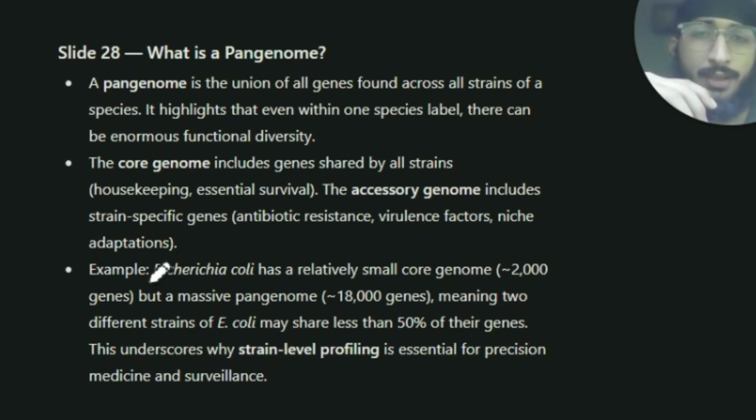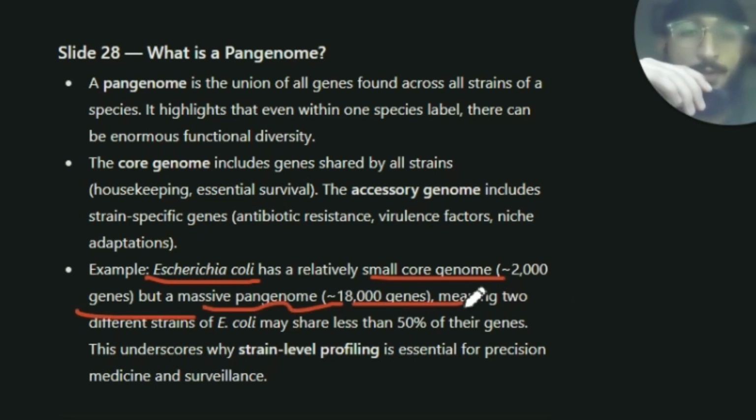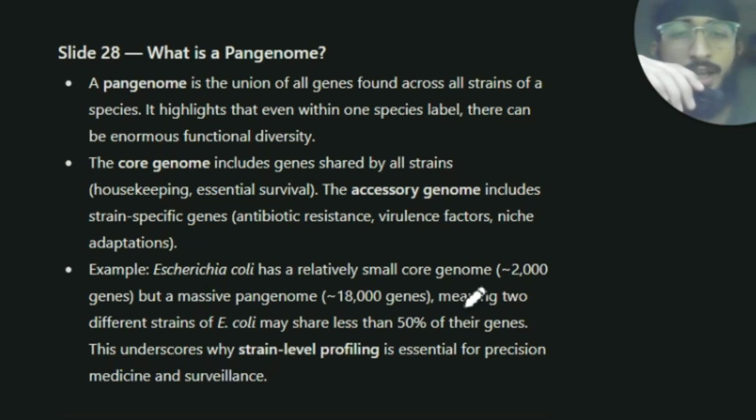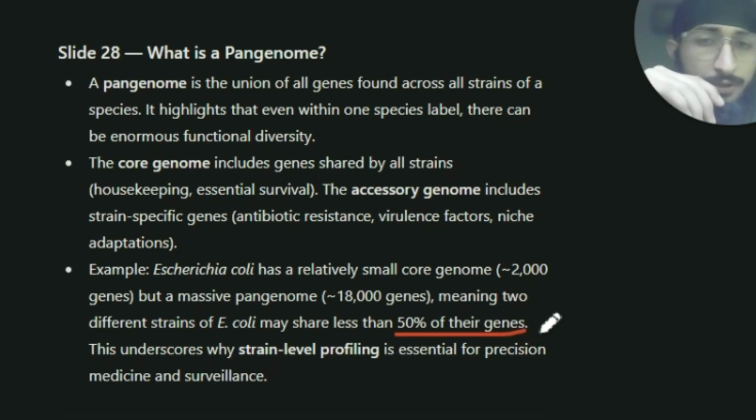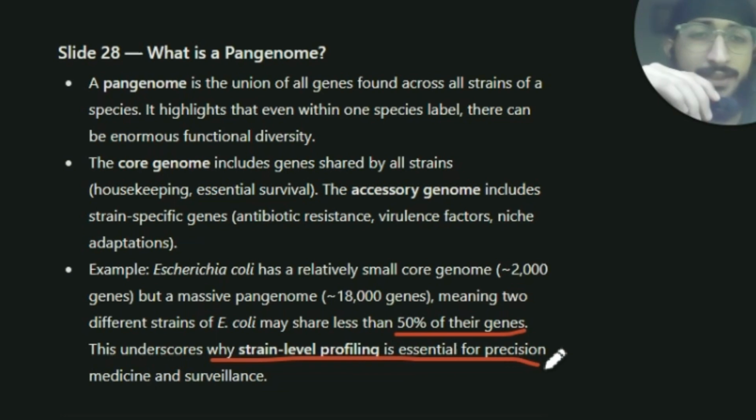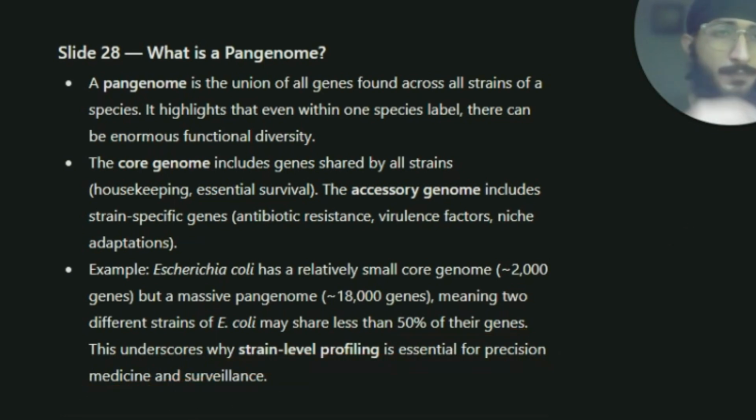For example, Escherichia coli has a relatively small core genome, around 2000 genes, but a massive pangenome, around 18,000 genes, meaning two different strains of E. coli may share less than 50% of their genes. This underscores why strain level profiling is essential for precision medicine and surveillance.